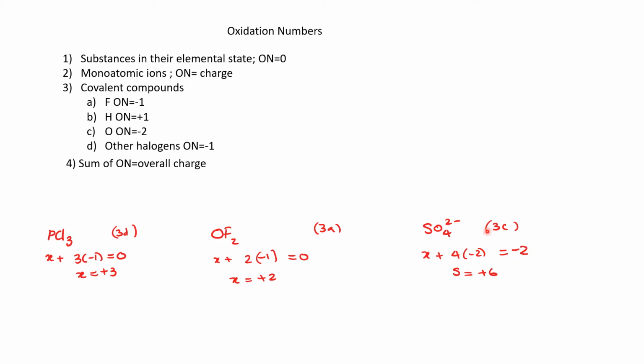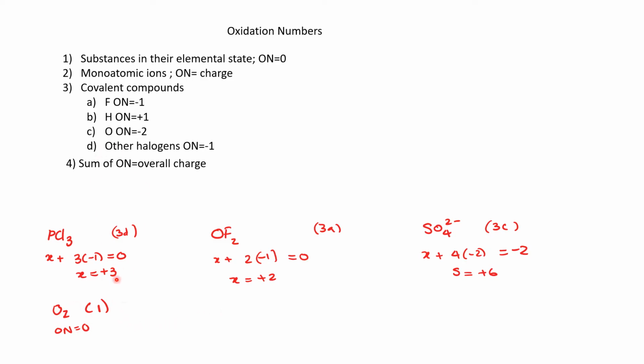Sulfate. Let's take the oxidation number of sulfur as X. And according to rule 3C, oxygen has -2 oxidation number. So we have 4 oxygen atoms, so we are going to multiply -2 by 4. And the overall charge of the compound is -2. That makes the oxidation number of sulfur +6.